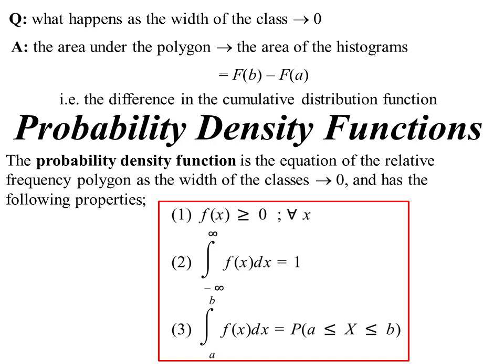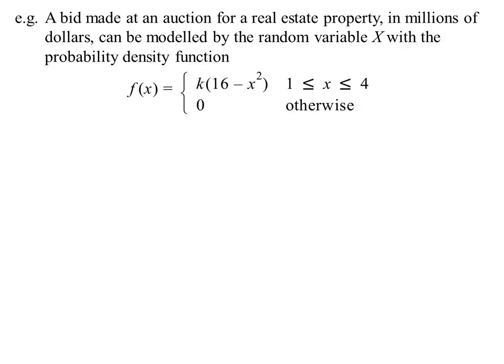So therefore, if I was investigating between 2 values, rather than going from minus infinity to infinity, then I just have to integrate from those 2 values, A to B, and I'll get the probability that we're looking for. So let's use this as an example here. We're making a bid at an auction for some real estate property, and my function's in millions of dollars, modeled by this random variable, and here's the probability density function. Okay, so they've given it to us. We're saying in between 1 and 4, it's going to be this, otherwise it'll just be 0. Find the value of k.